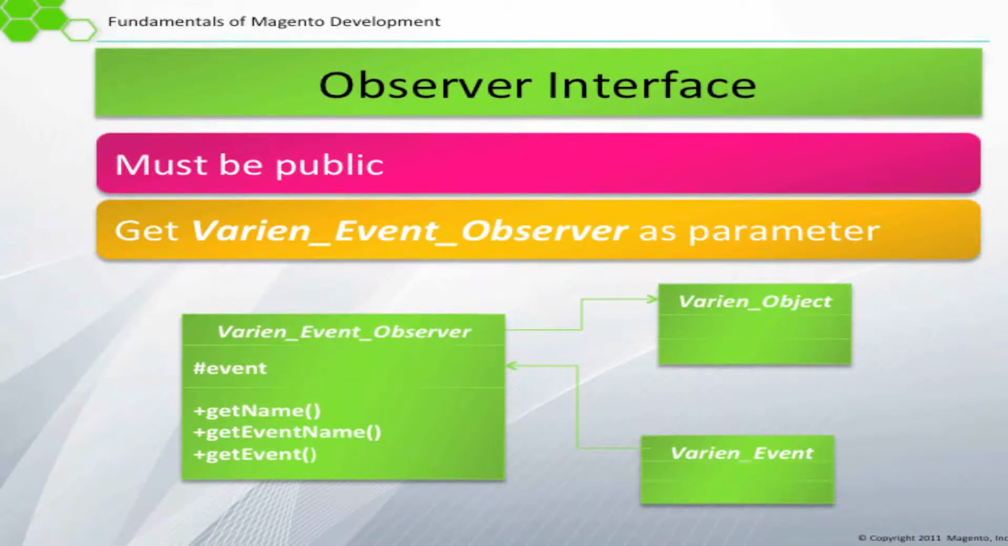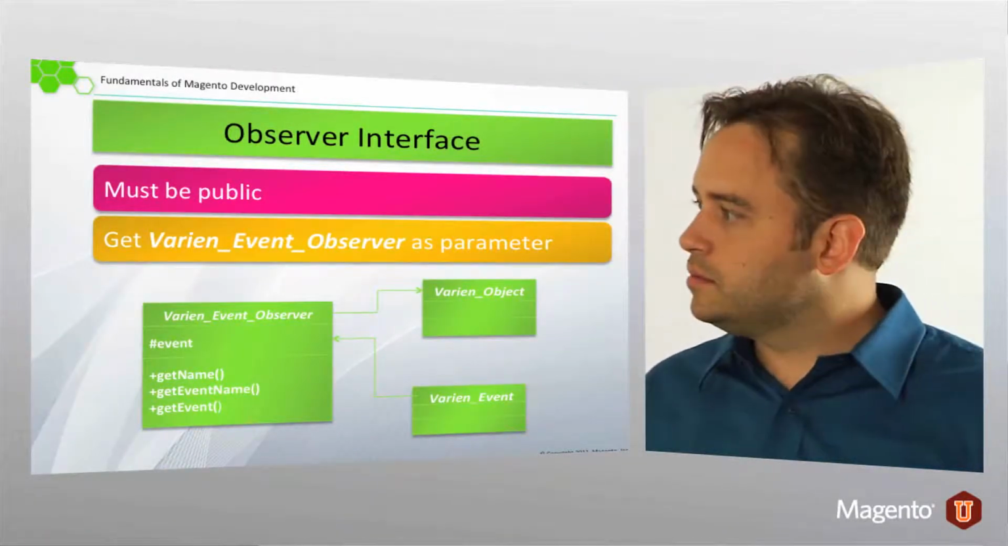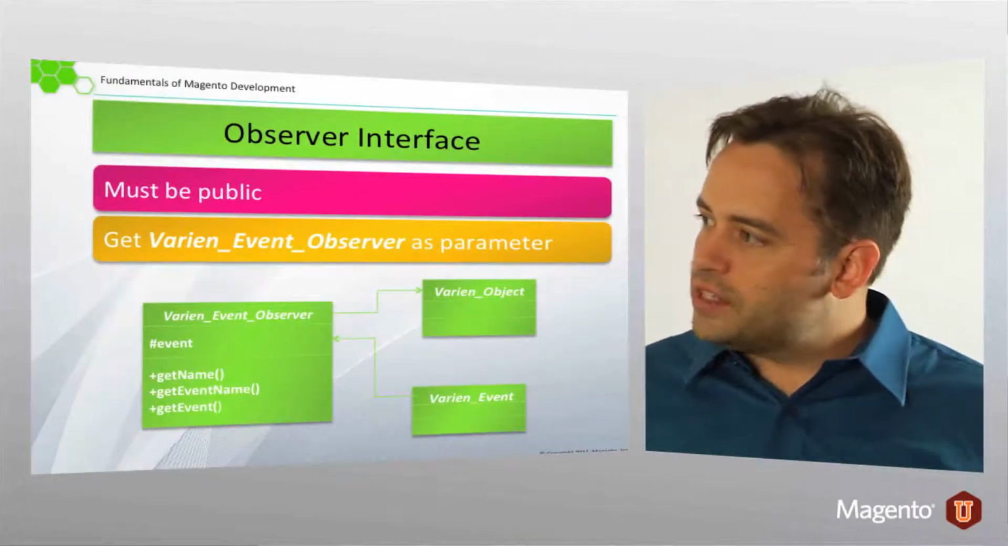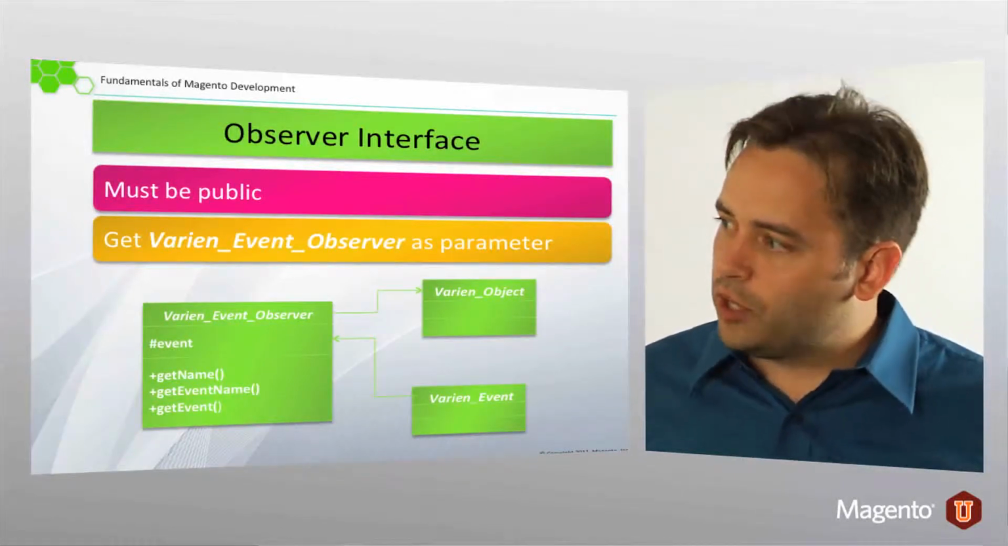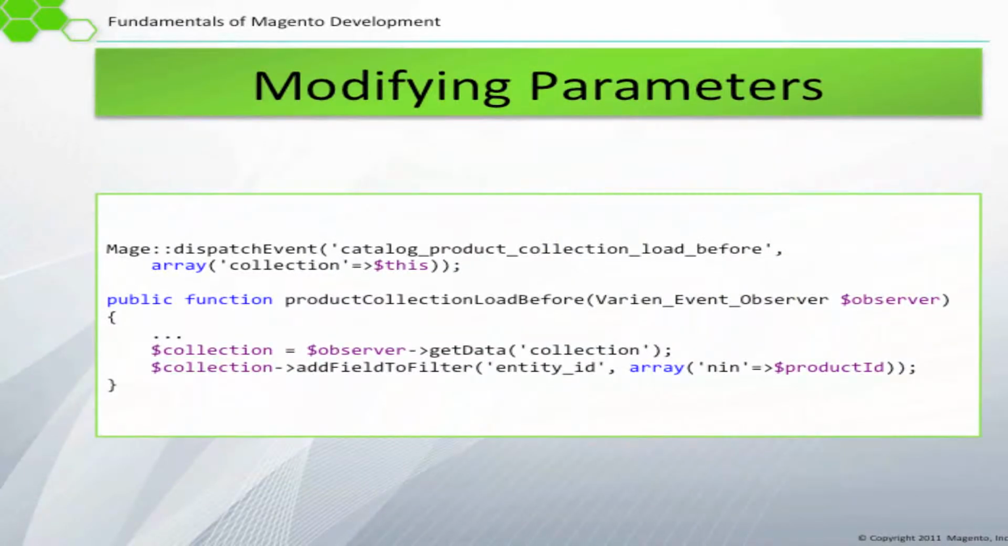And our example at the end of this lesson shows you just that. Inside there, you can always get at the event object through the observer using getEvent. You can also find out whatever the event name is using getEventName. All right, so what do we do inside an observer? Well, modifying parameters. In this case, catalog product collection load before. So this would be before a product collection is loaded.